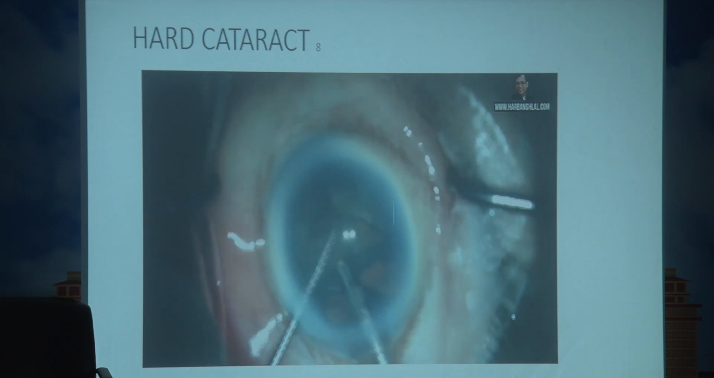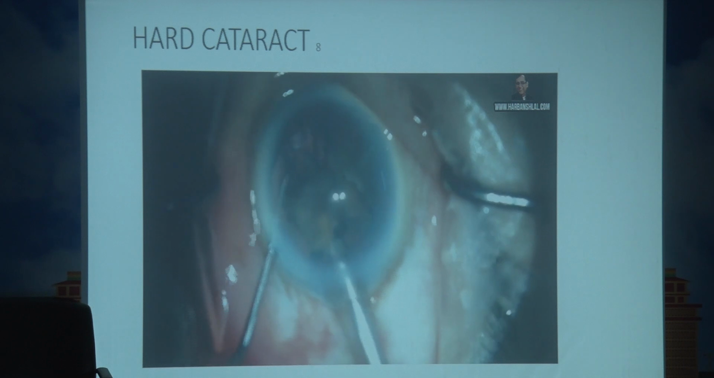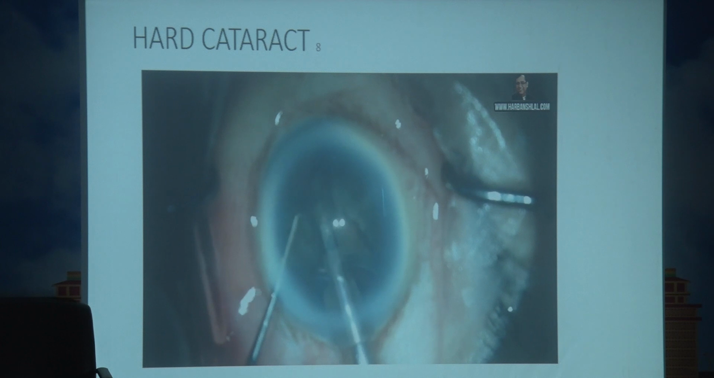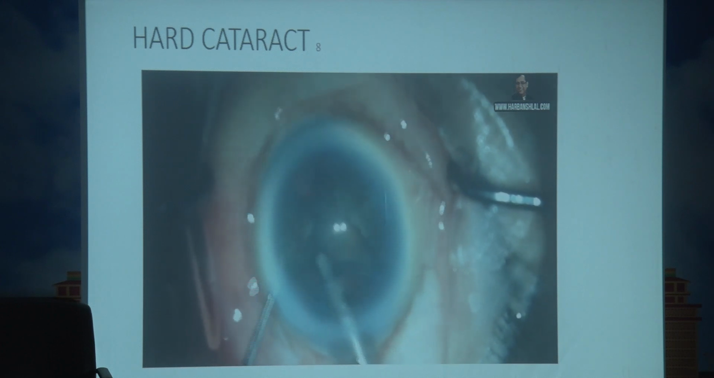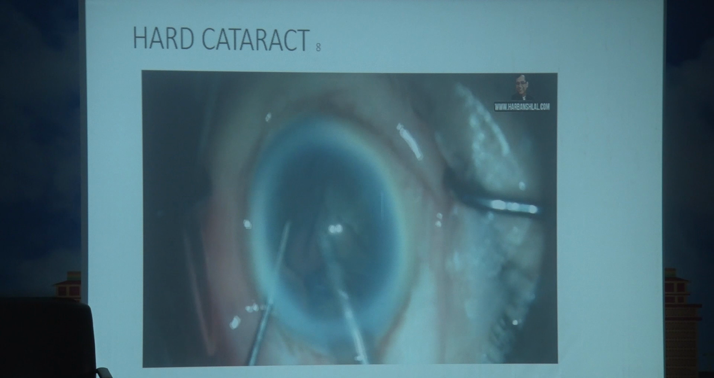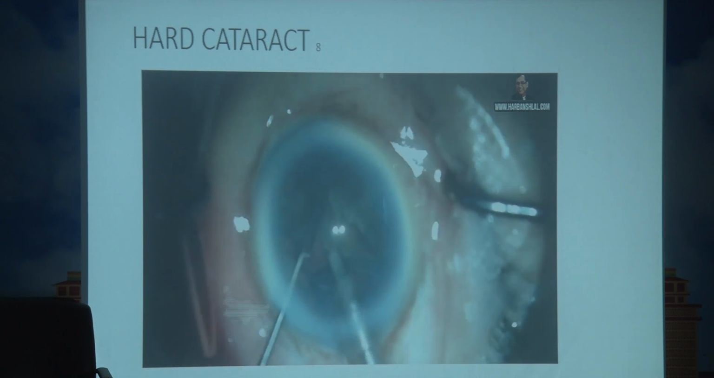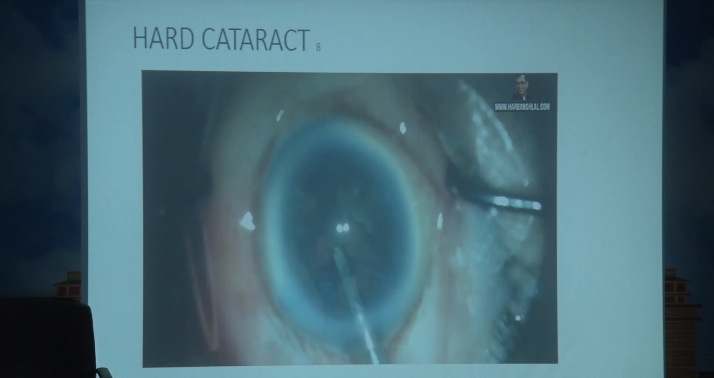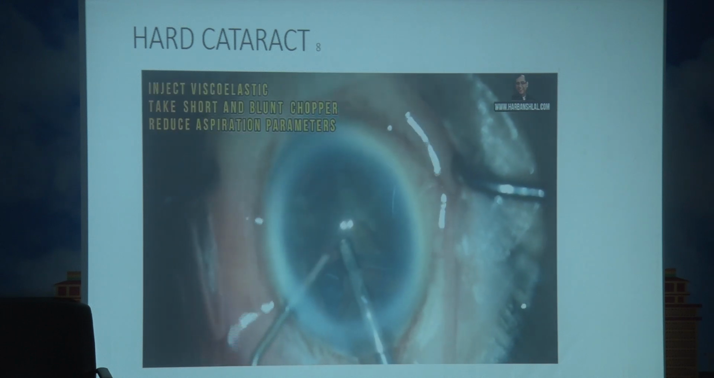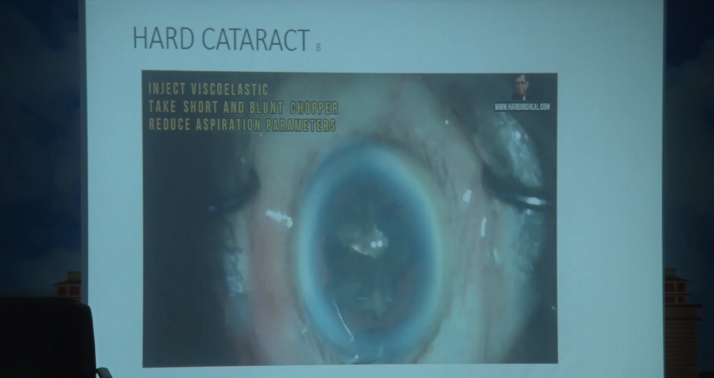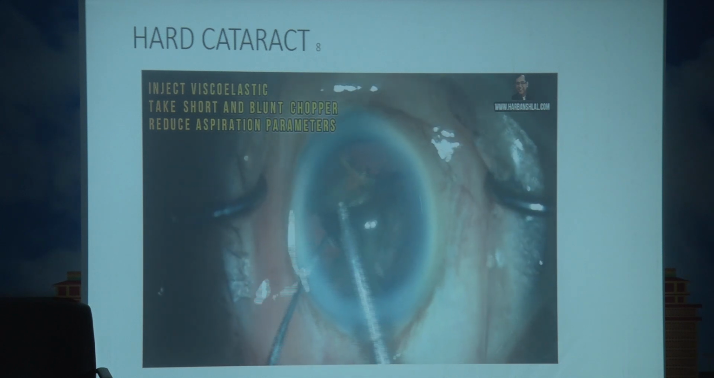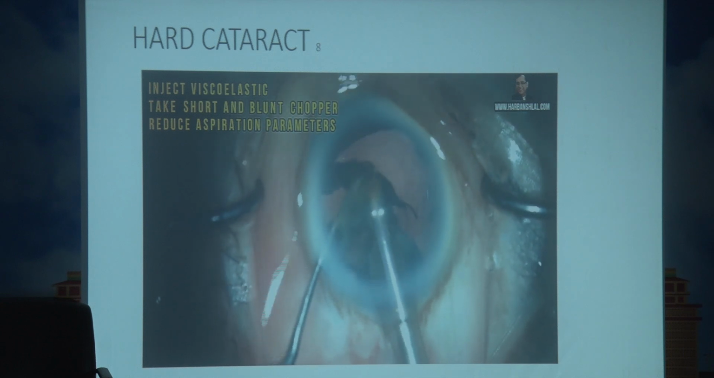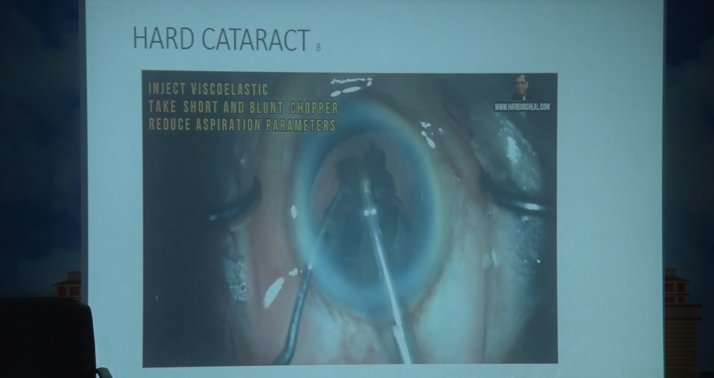Once nearly 3/4 of the nucleus is gone, when I feel the posterior capsule will have a tendency to come forward, my vacuum setting will go down. From 600 I go down to 500, and after chopping the last fragment, I prefer to change my chopper, instead of a sharp and long chopper, to a little shorter one because I don't want to cause damage. I put in viscoelastic to prevent the capsule coming forward.